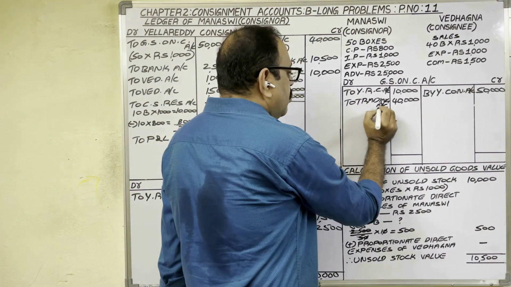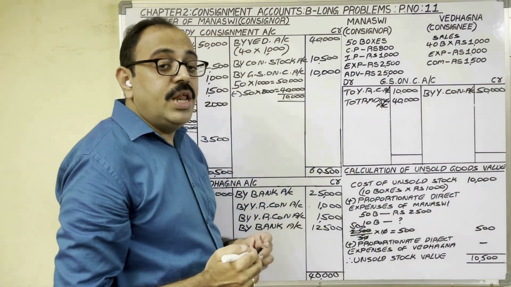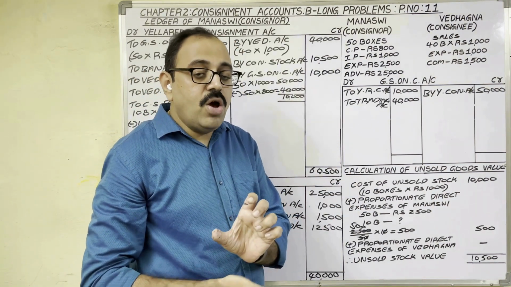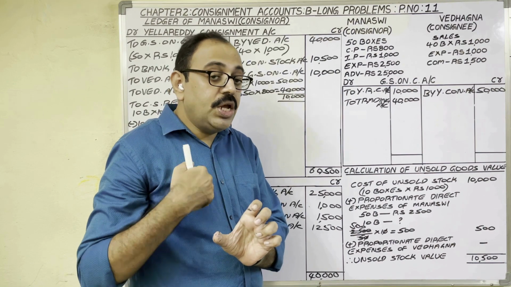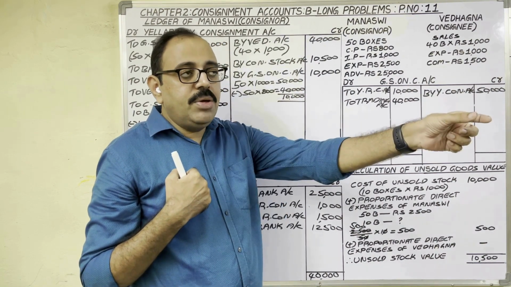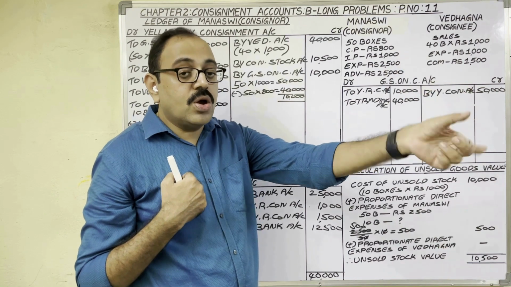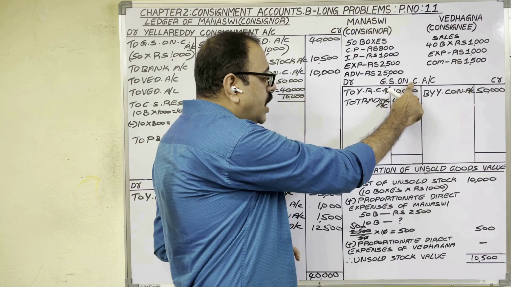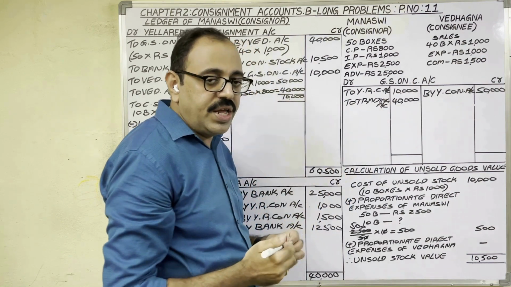Trading account means while preparing final accounts, in trading account, credit side along with our goods, consignor's goods related closing stock, consignment business related closing stock also appears. Entry: in goods sent on consignment account, debit side we are writing trading account.